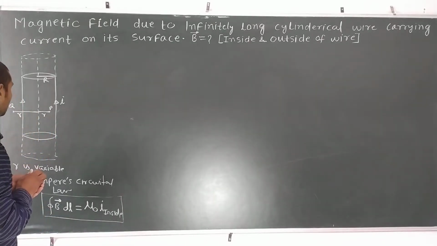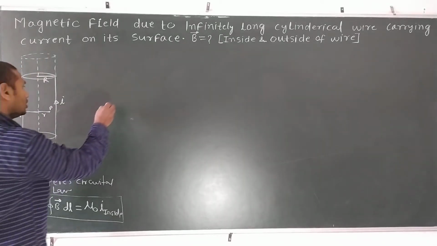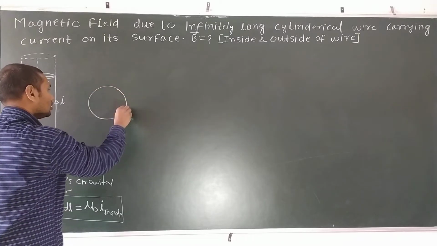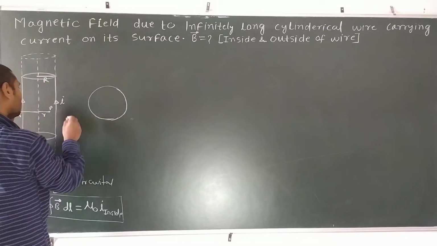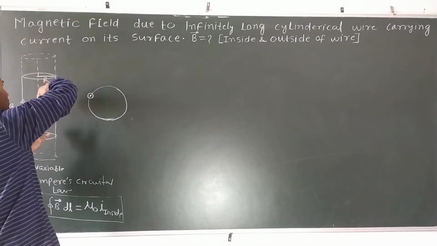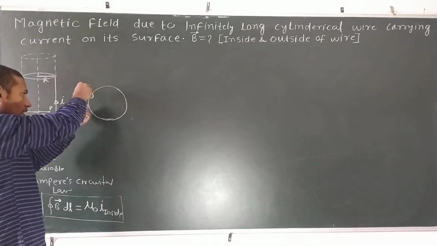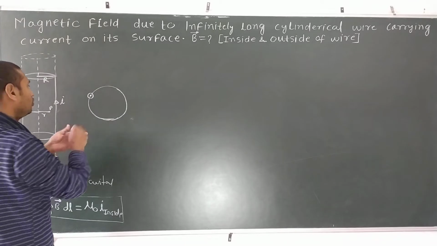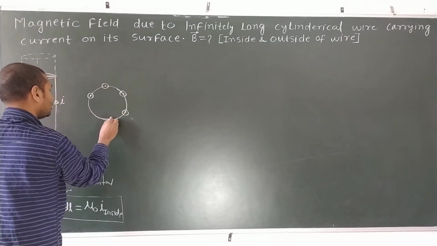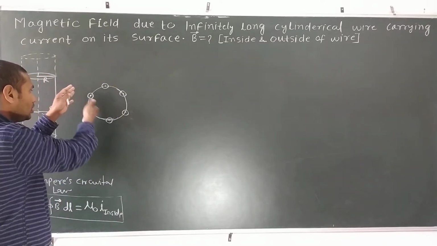So we take the top view of the wire. The wire is like that, and the current is outward, means upward. As we take the top view of the wire, the current is going outward of the board, so we represent it as a dot.